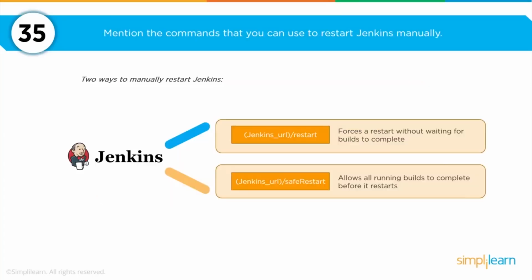Occasionally, you will also want to restart Jenkins. So it's good that when a question around how you restart Jenkins manually comes up, you have the answers. There are 2 ways in which you can do it. One is you can force a restart without waiting for builds to complete by using the Jenkins URL for your environment /restart. Or you can allow all running builds to complete before restart, in which case you would use the URL for your Jenkins environment /safeRestart.